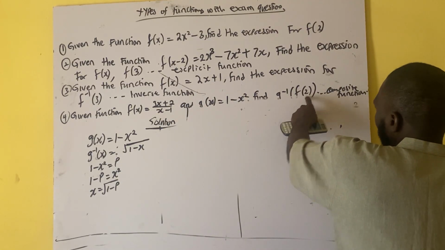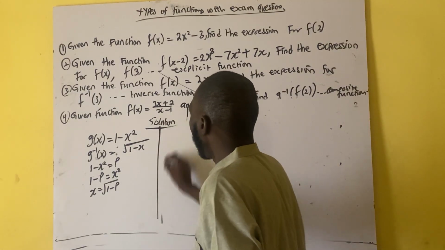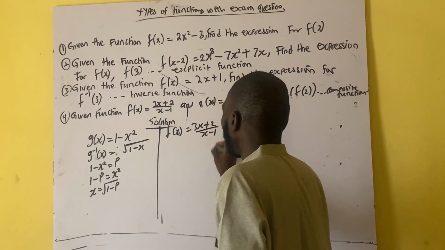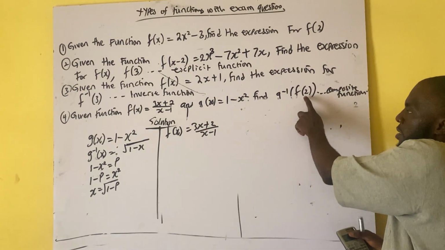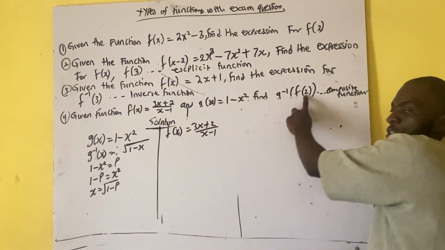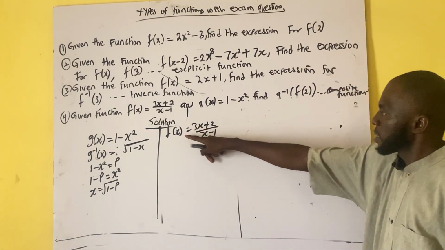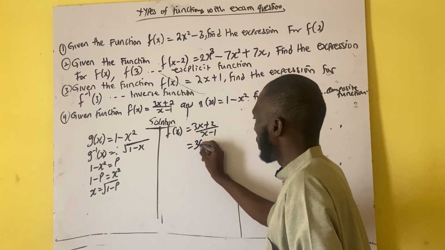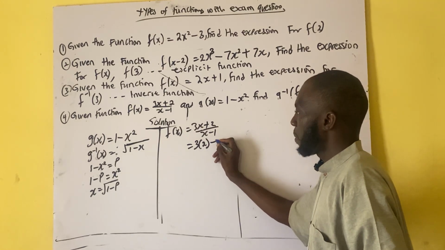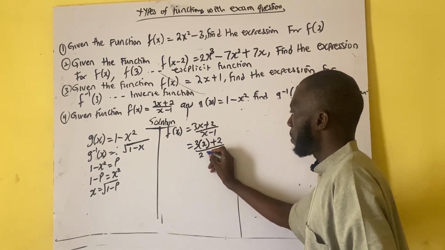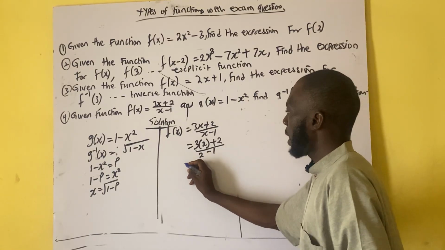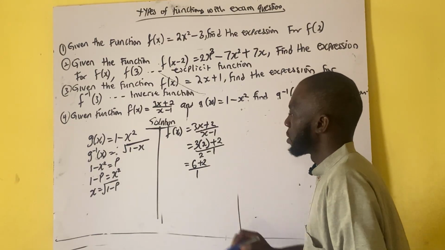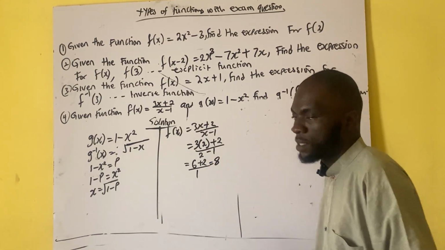Now f of 2. Initially my f of x is equal to 3x plus 2 over x minus 1. So this one means that anywhere you see x, you're going to put 2 there. Since my f of x is equal to this, anywhere you see x, you're going to have 2 there. So 3 times 2 plus 2 over 2 minus 1. What I have here is 3 times 2, which is 6, plus 2 over 1, right? So what is there is 8, right?